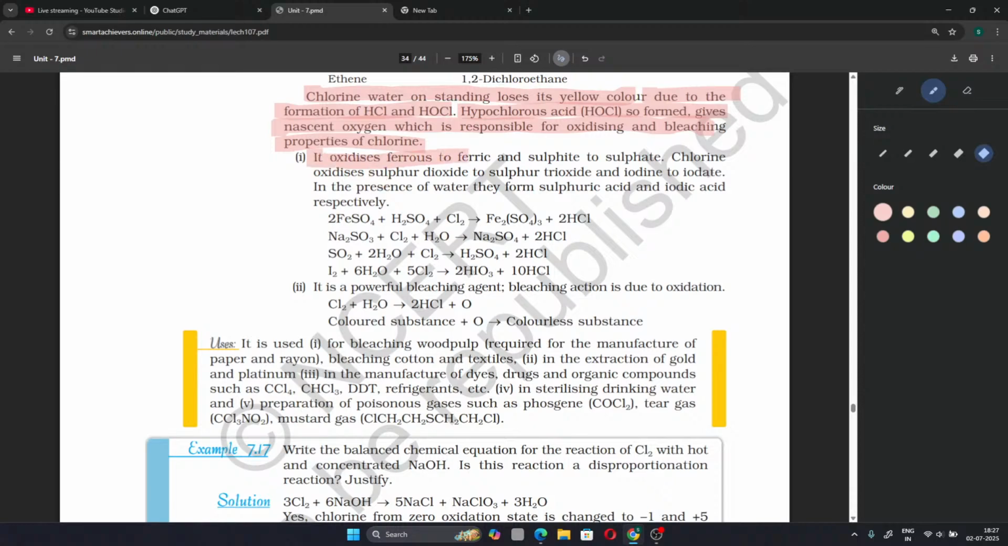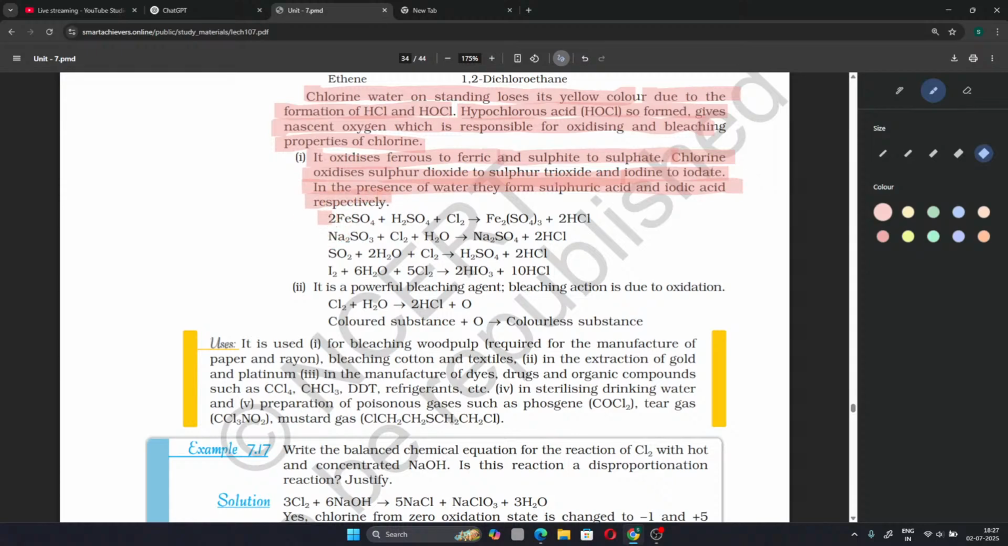This oxidizes ferrous to ferric, Fe2+ to Fe3+, which is oxidation, and sulfite to sulfate, SO3 to SO4. Chlorine oxidizes sulfur dioxide to sulfur trioxide and iodine to iodate. In the presence of water, they form sulfuric acid and iodic acid respectively.